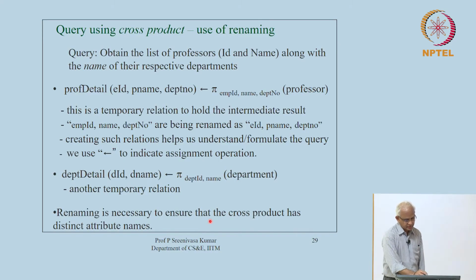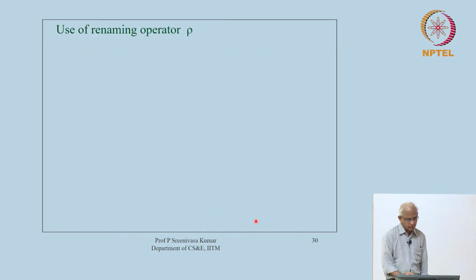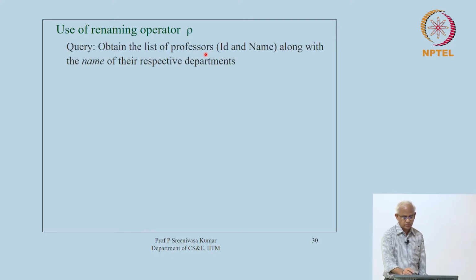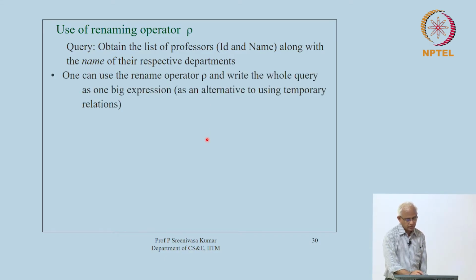Now, this renaming is necessary because we want to ensure that the cross product has distinct attribute names. This also I mentioned in the last class. Now, the operator rho is a renaming operator, and I tried to write this big expression using the journal here, but I do not know whether you have been comfortable seeing that. So, I have re-rendered it as in the slide here. One can use the rename operator and write the whole query as one big expression, as an alternative to using these temporary relations. So, how it looks is like this.